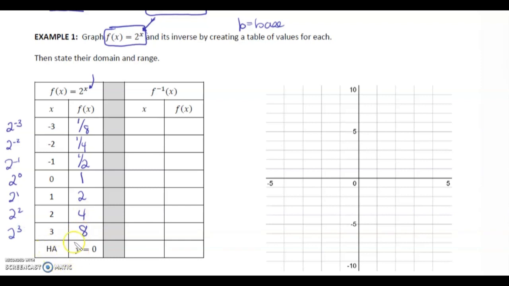And the horizontal asymptote for any exponential graph starts at y equals 0. That only changes if the graph has a vertical shift up or down. So that's our horizontal asymptote. And we are going to graph 0, 1, 1, 2, 3, 8. And then this is going to be a half, a quarter, and an eighth. We're going to get closer and closer to that horizontal asymptote, but never touch it.